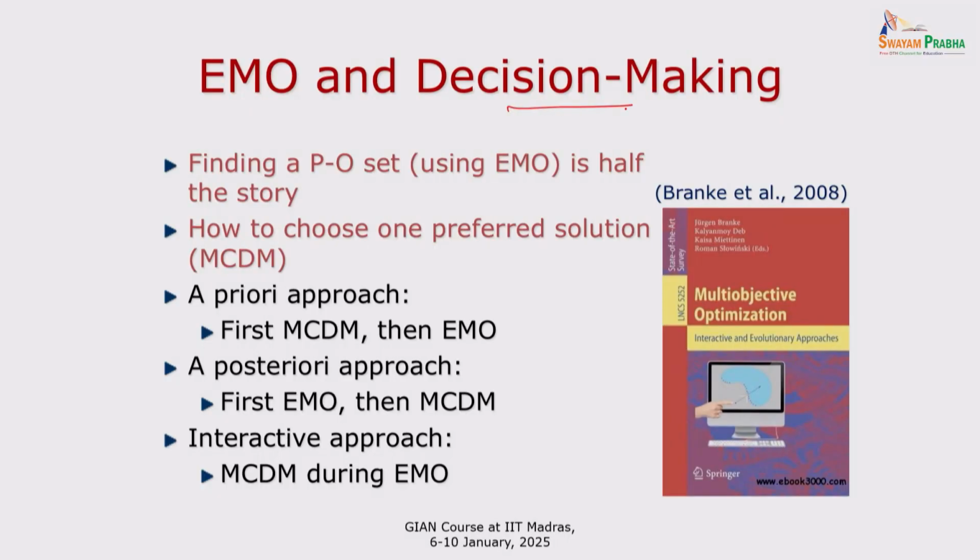Okay, so today I'm going to talk about EMO and decision making, maybe separately, together, all possible ways, right? Because unless you do the decision making, you are not talking about the whole story, because in multi-objective optimization you get a Pareto set. Most papers in our field, if you read, that will be their last figure before conclusion, right? They don't do the decision making part.